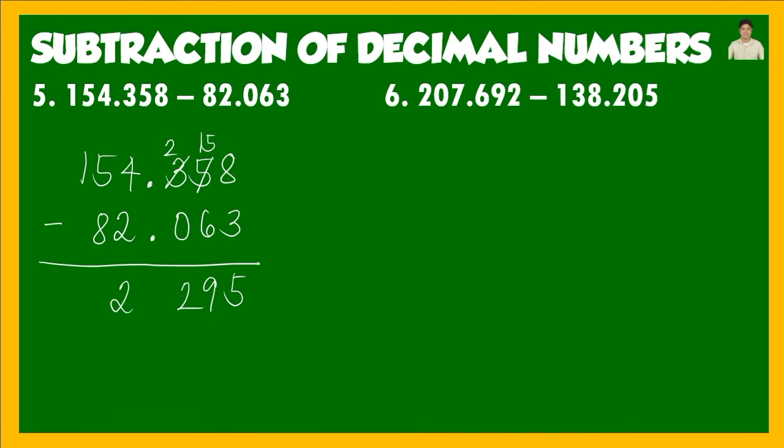5 minus 8 cannot be. So, we'll borrow 1 from 1. So, this will become 0. And then this will become 15. 15 minus 8, that is 7. And then copy the decimal point. So, our final answer is 72 and 295 thousandths.